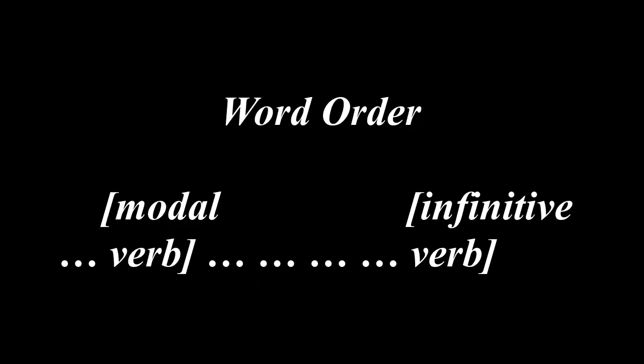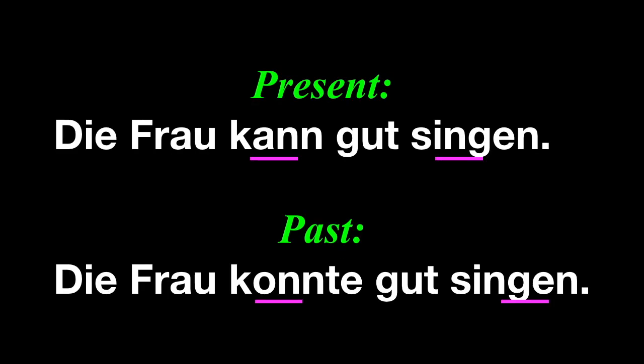Word order for a modal verb is the same in the present or the past. You're going to have a modal verb up front, and then all the way at the end of the sentence, you're going to have the infinitive verb. Die Frau kann gut singen. The woman can sing well. Die Frau konnte gut singen. She could in the past. She was able to sing well.